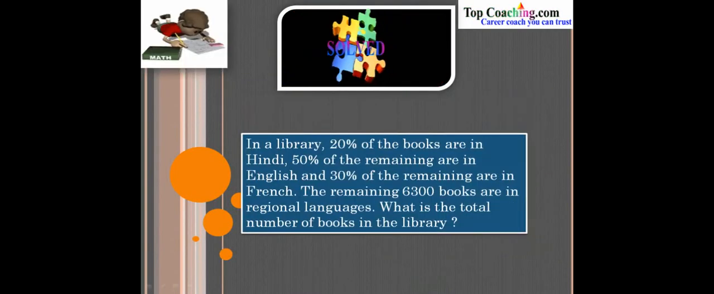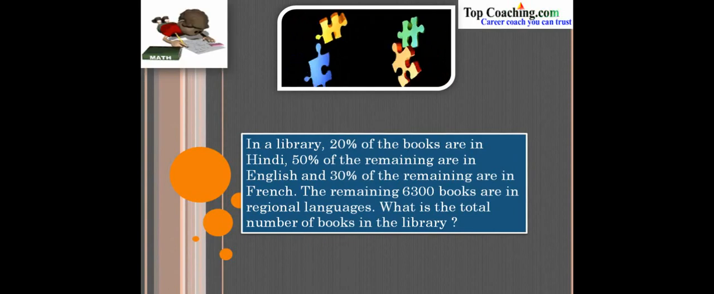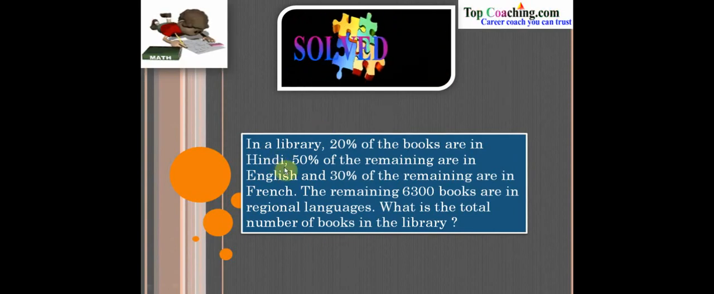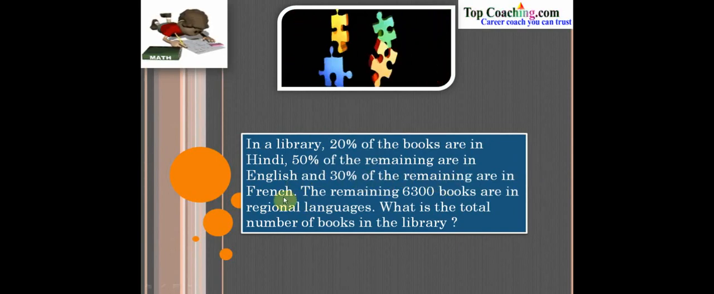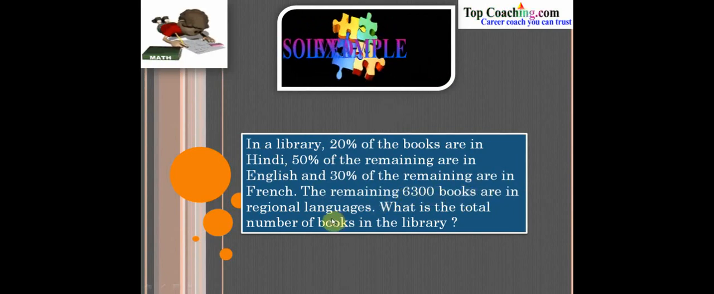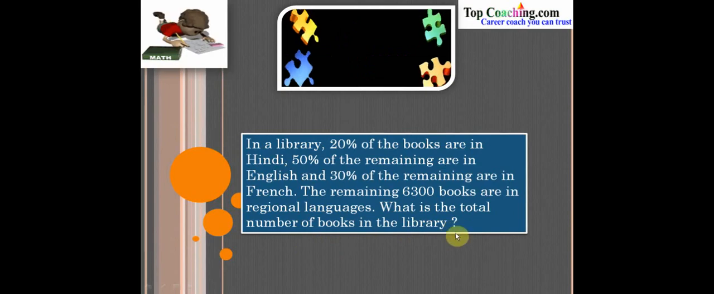Let's take one more example. In a library, 20% of the books are in Hindi, 50% of the remaining books are in English, and 30% of the remaining books are in French. The remaining 6,300 books are in regional languages. What is the total number of books in the library?